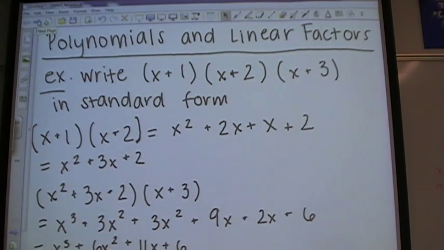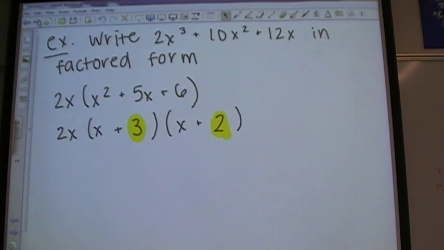Okay, the next example, we're going to go from standard form to factored form. So you're given 2x cubed plus 10x squared plus 12x, write it in factored form.